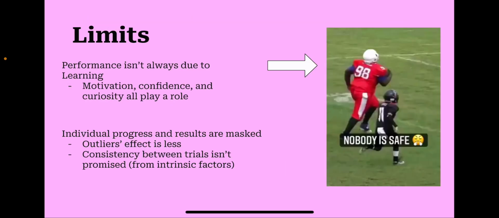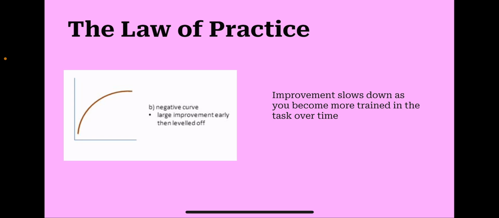For one, performance is not always due to learning. In the case of an 8th grade football player, being bigger is a lot more advantageous for performance, but you don't learn to be bigger, you just are. Additionally, motivation and other intrinsic factors would play a role in someone's performance. Individual progress and results are also masked in this performance curve, which means that people's own progression, regression, or being an outlier is just subdued and put into a general smooth curve that doesn't apply to everyone.